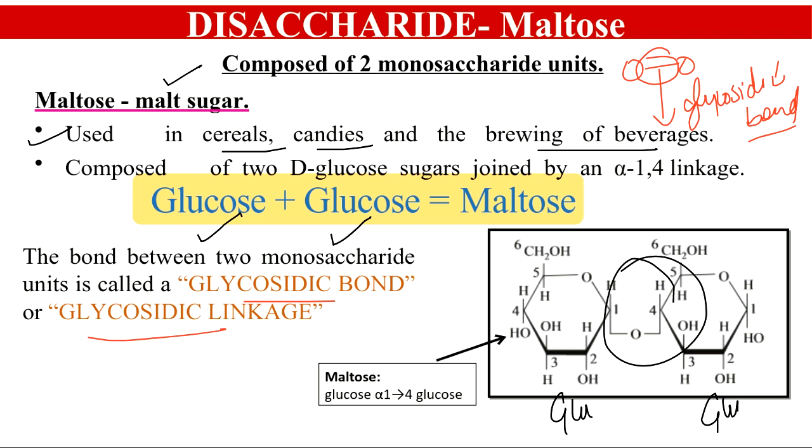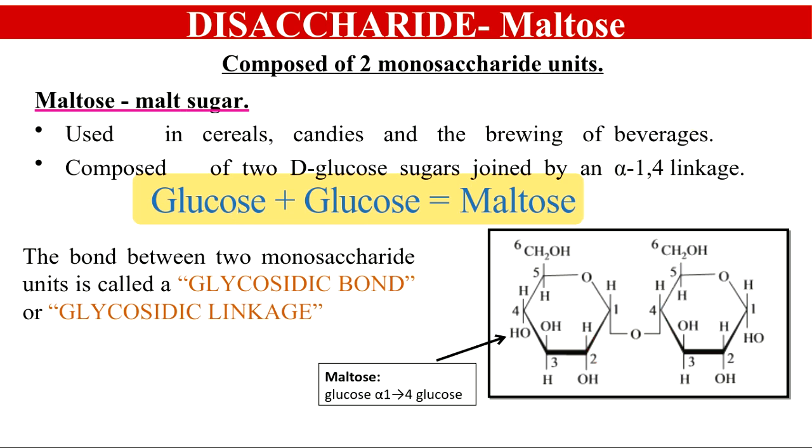So this is a glycosidic linkage which is present between the 2 monosaccharide units. Looking at the structure of maltose, this is a glucose molecule and this is also a glucose molecule, and the linkage that is present between these two glucose molecules in maltose is known as alpha 1,4 glycosidic linkage.